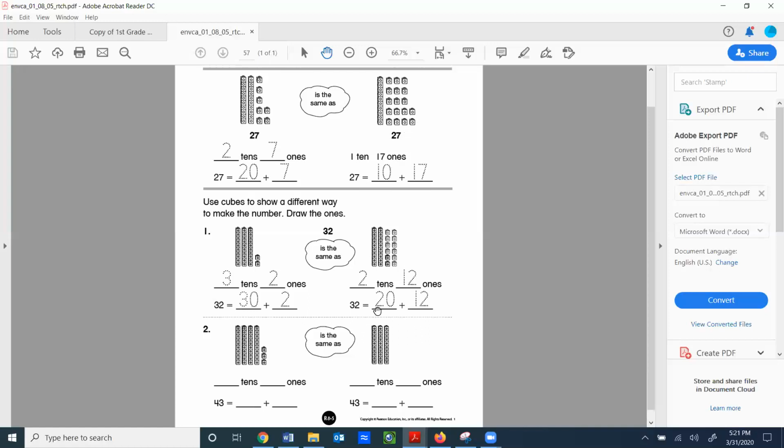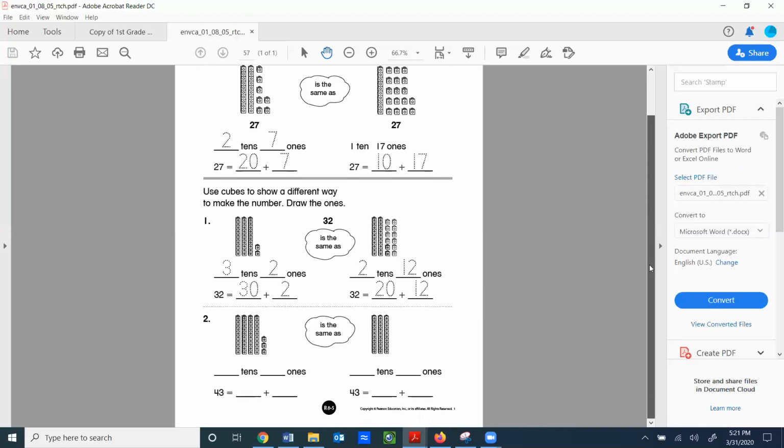Number 1 is already done for you. It says to use the cubes, which are here, the pictures, to show a different way to make the number. I'm not going to read through that one. I'm going to let you do that. And number 2, you have to do on your own. It tells you it's representing the number 43. So your job is to write that in expanded form here.